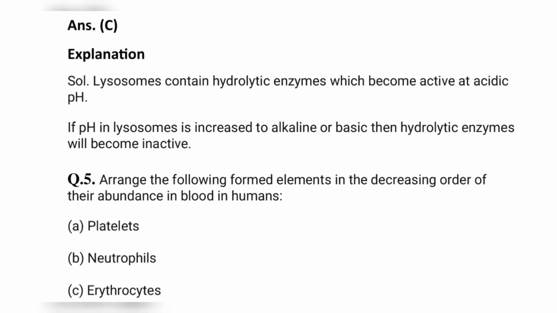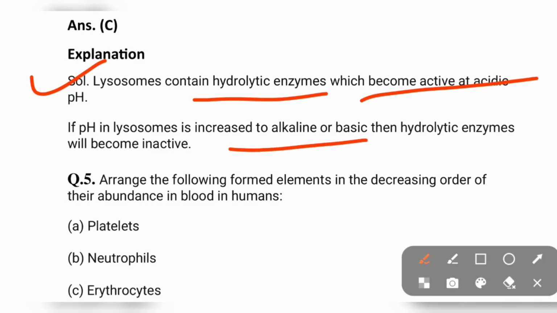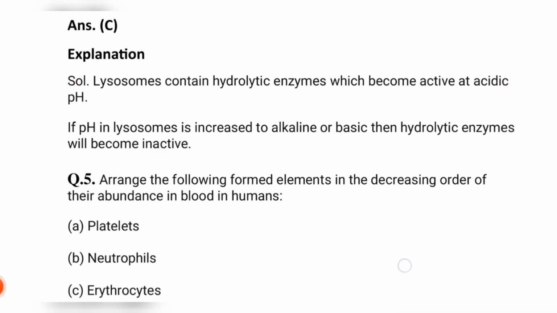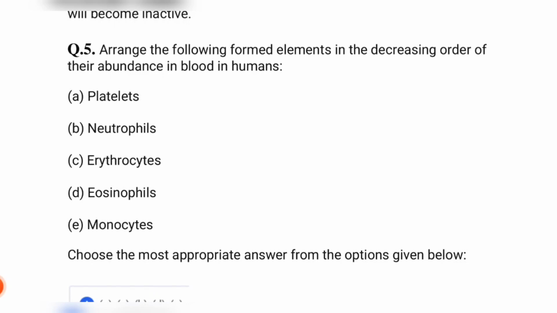And when we see the explanation: lysosomes contain hydrolytic enzymes which become active at acidic pH. If pH in lysosome is increased to alkaline or basic, then hydrolytic enzymes will become inactive. Now another question: arrange the following formed elements in decreasing order of their abundance in the blood in humans. So here is the correct option.